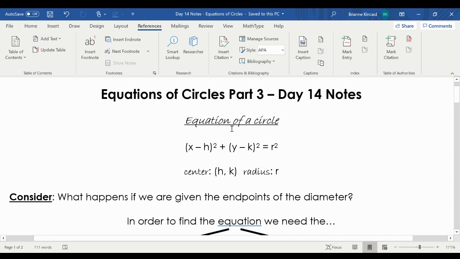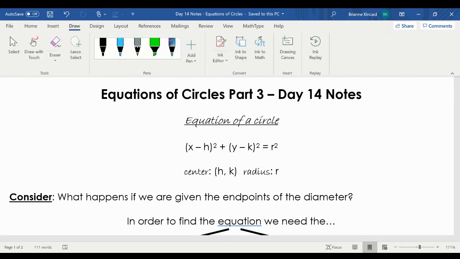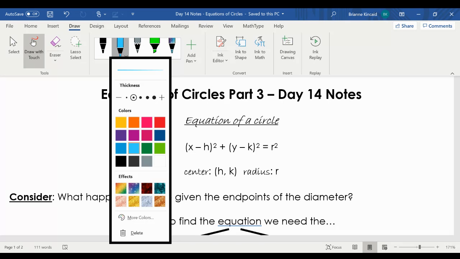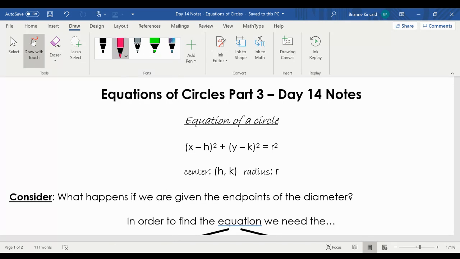Hey everyone, this is our third and final video to talk about equations of circles. So things that we already know before are the equation of a circle, x minus h squared plus y minus k squared equals r squared. The center is (h, k), the radius is r. So we've talked about being given those things and what we do with it. We've talked about what happens if we're given the center and a point on the circle.